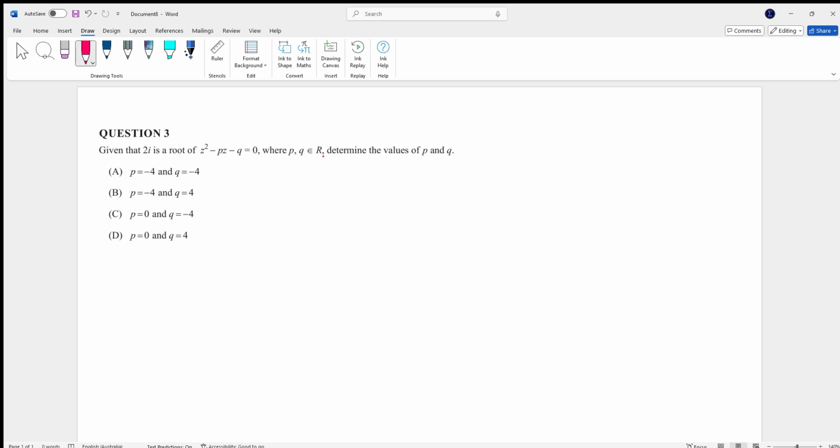Okay, so if we know a solution is z equals 2i, that's one solution. Complex numbers always come in conjugate pairs. So for example, if z is equal to, let's say, a plus bi, then its conjugate would also be a solution, so a minus bi. And the conjugate is the opposite sign on the imaginary unit. So here, because they said z equals 2i is a root, its conjugate is also a root. So z equals negative 2i is also a root.